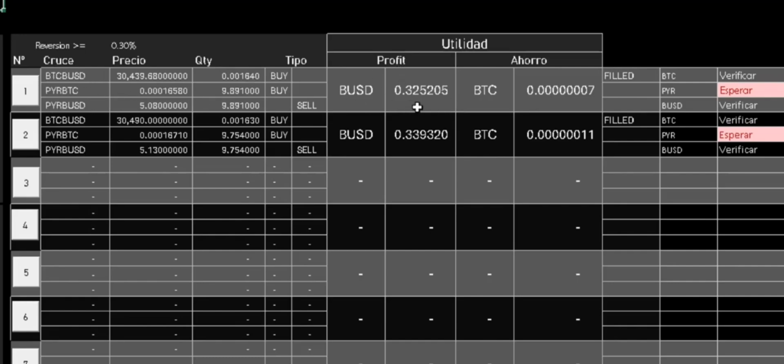Why is there savings? Because by placing orders in Binance, you cannot place all the decimals depending on the currency. So those remaining decimals end up being a savings, and here it shows you what the savings are. In the second triangulation opportunity, we will have 33 cents of BUSDT, a profit of 33 cents, and a savings of this amount of Bitcoin.